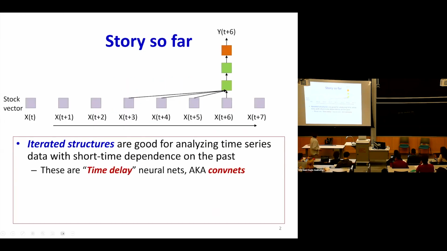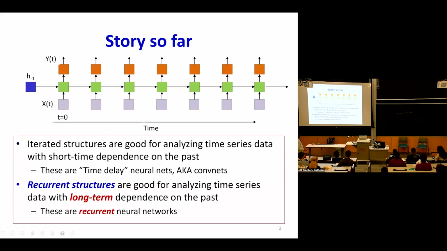So the story so far, iterated structures are good for analyzing time series with a short dependence on the past. So these were convolutional networks or time delay neural networks, right? But if you want to analyze history all the way going back to the beginning of time, then you need recurrent structures, such as the one that we see in this figure.